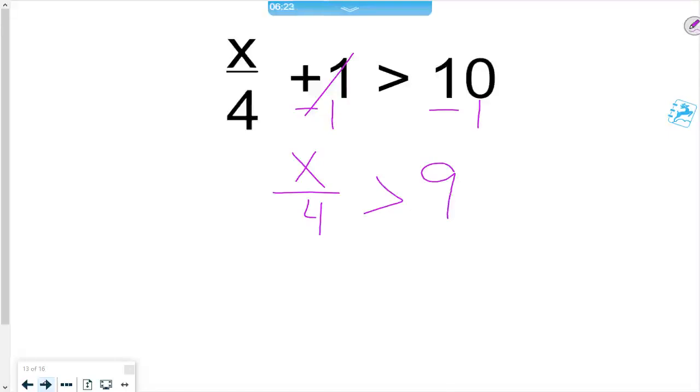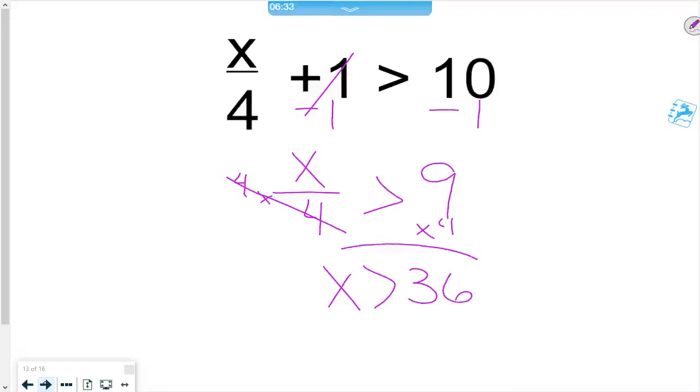So now I have to get rid of my 4. The opposite of dividing by 4 is multiplying by 4. X is greater than 9 times 4, which is 36. So we know that x has to be bigger than 36. Okay.